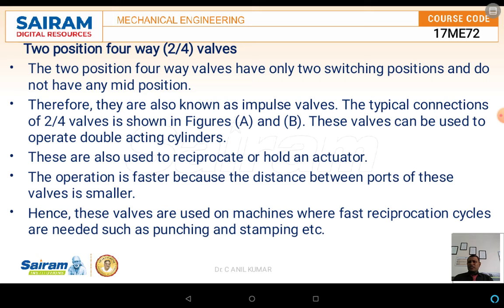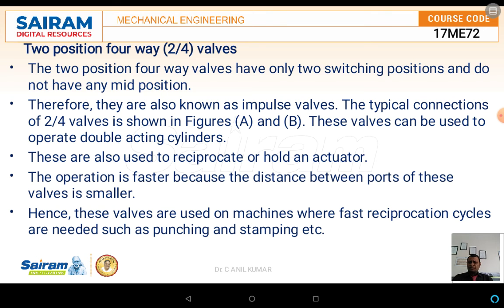The next part is the 2-position 4-way valves. Why are we calling this a 2-position 4-way valve? It has 2 switching positions and does not have any mid position. Therefore, it is also known as an impulse valve. Even here there are 4 ports: port T, port P, port A, and port B.